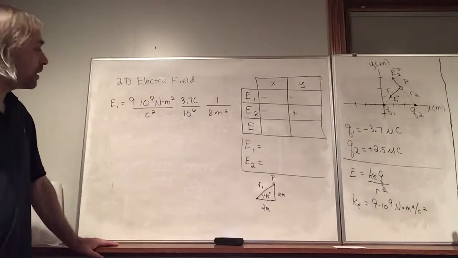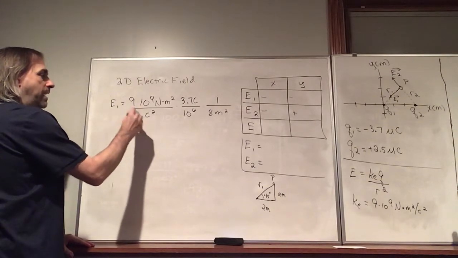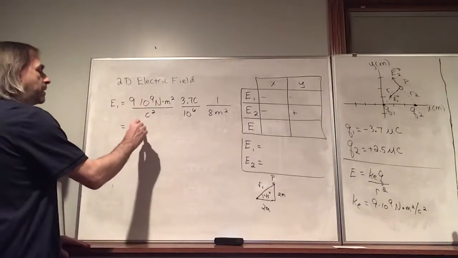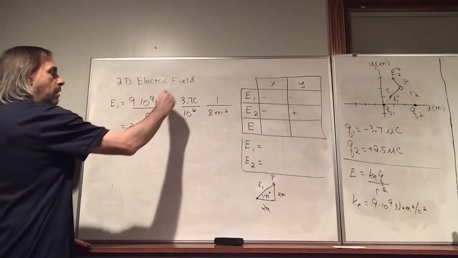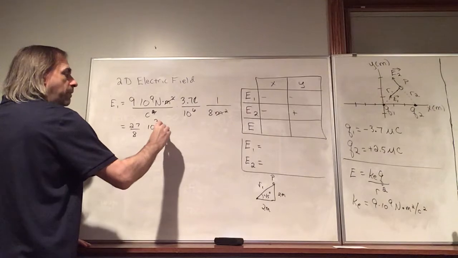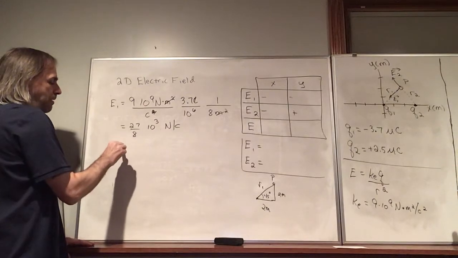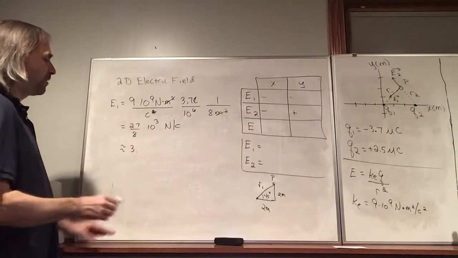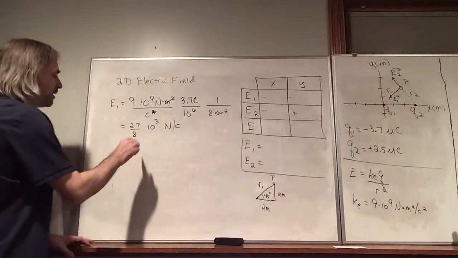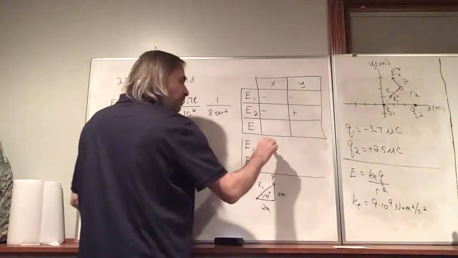Okay. Now it's just a matter of calculating this. Here we have 9 times 3 is 27 over 8. 10 to the 9 over 10 to the 6 is 10 to the third. Meters squared cancel out. One of the coulombs cancels out. So we have newtons over coulombs. This is going to be around, well, this is 3 3/8. So I think that's around 3.4 times 10 to the third newtons per coulomb.